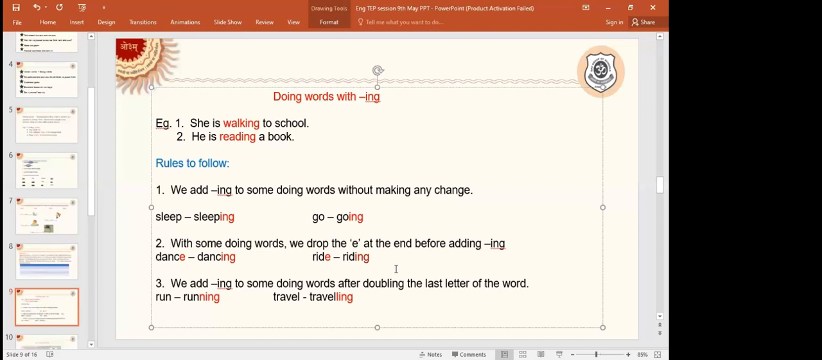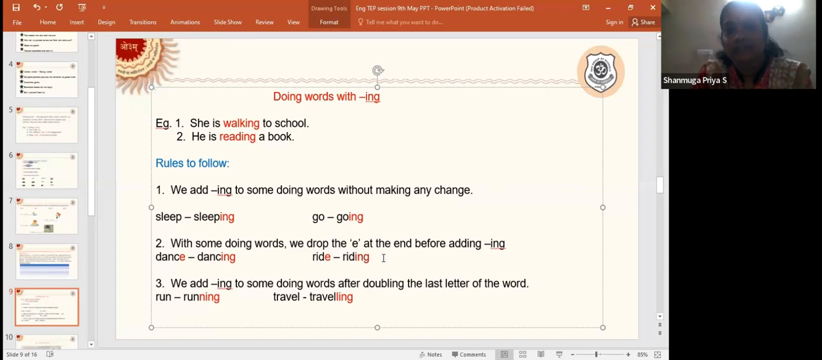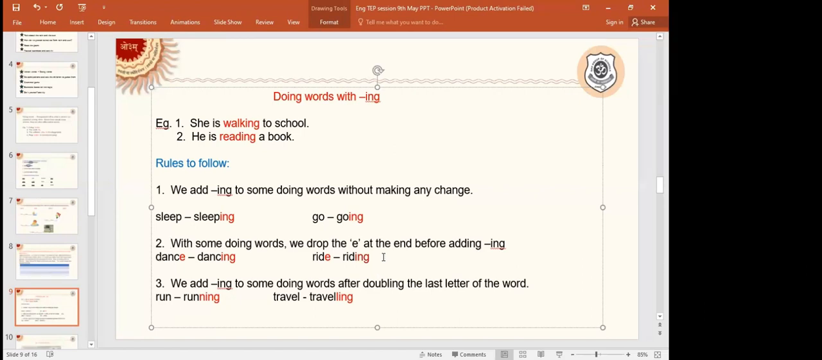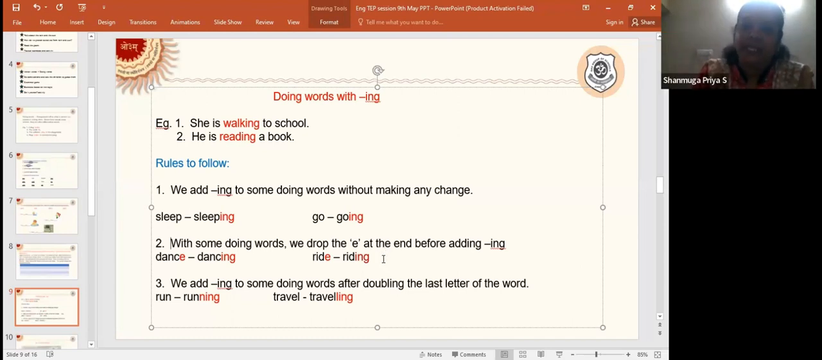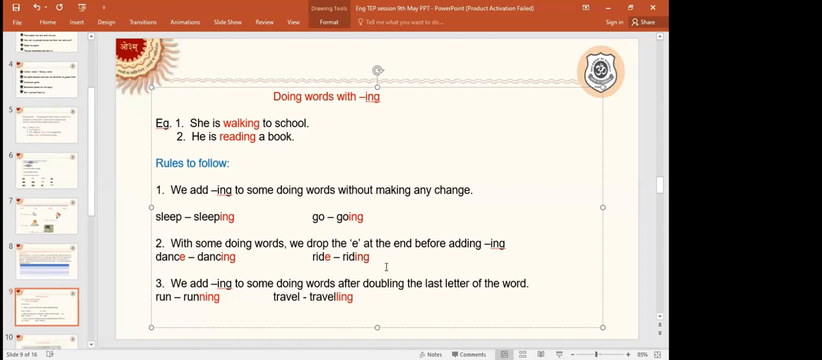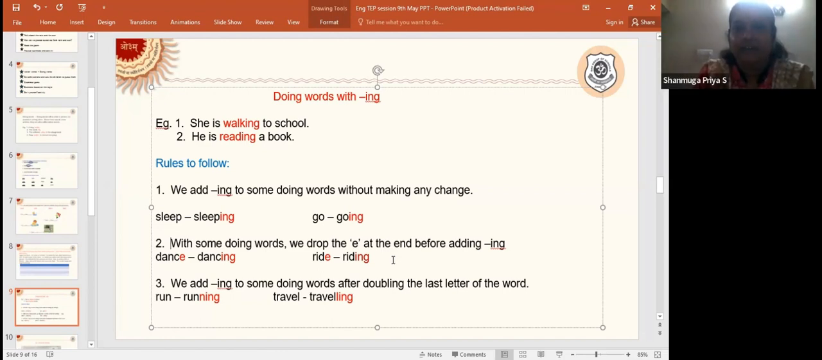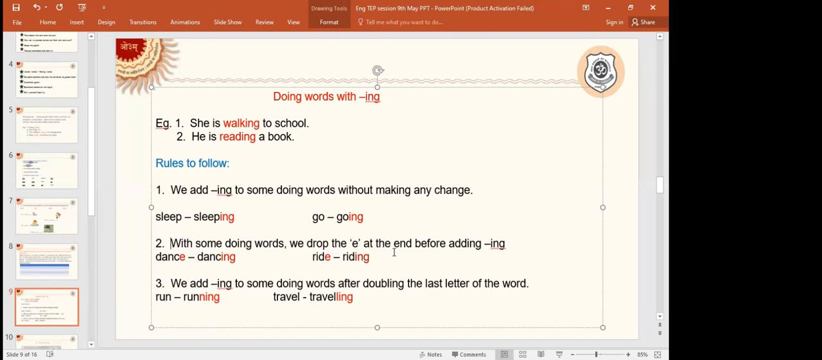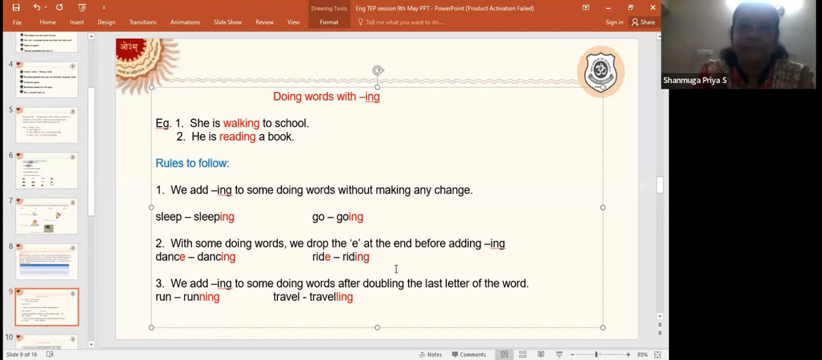Come, coming. Chase, chasing. Care, caring. Hate, hating. Love, loving. Share, sharing. Poke, poking. Delete, deleting. Write, writing.